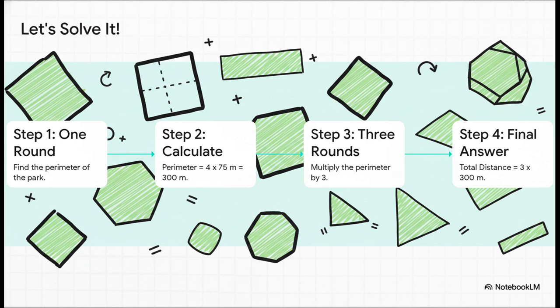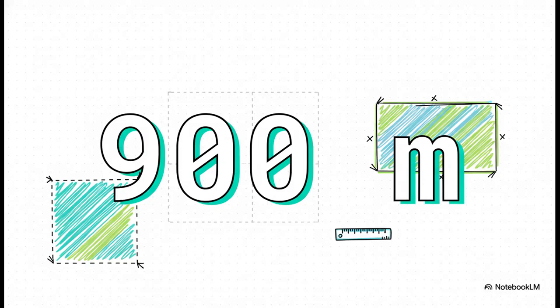So for a square, it's 4 times the side. 4 times 75, which is 300 meters. But wait, she took 3 rounds. So we just take that 300 meters and multiply it by 3. And our final answer is, ta-da, 900 meters. Usha traveled a total of 900 meters. See, not so tough when you break it down.